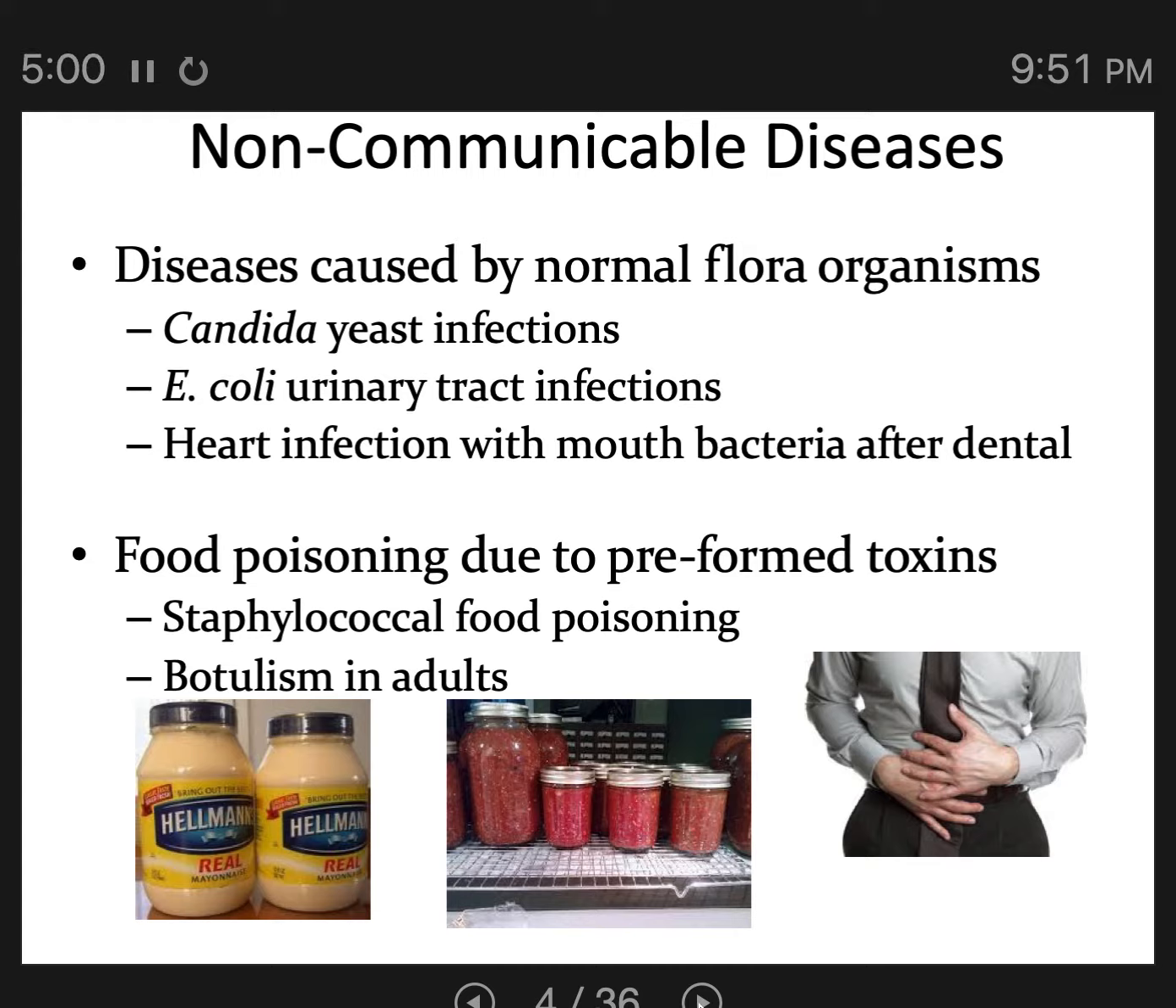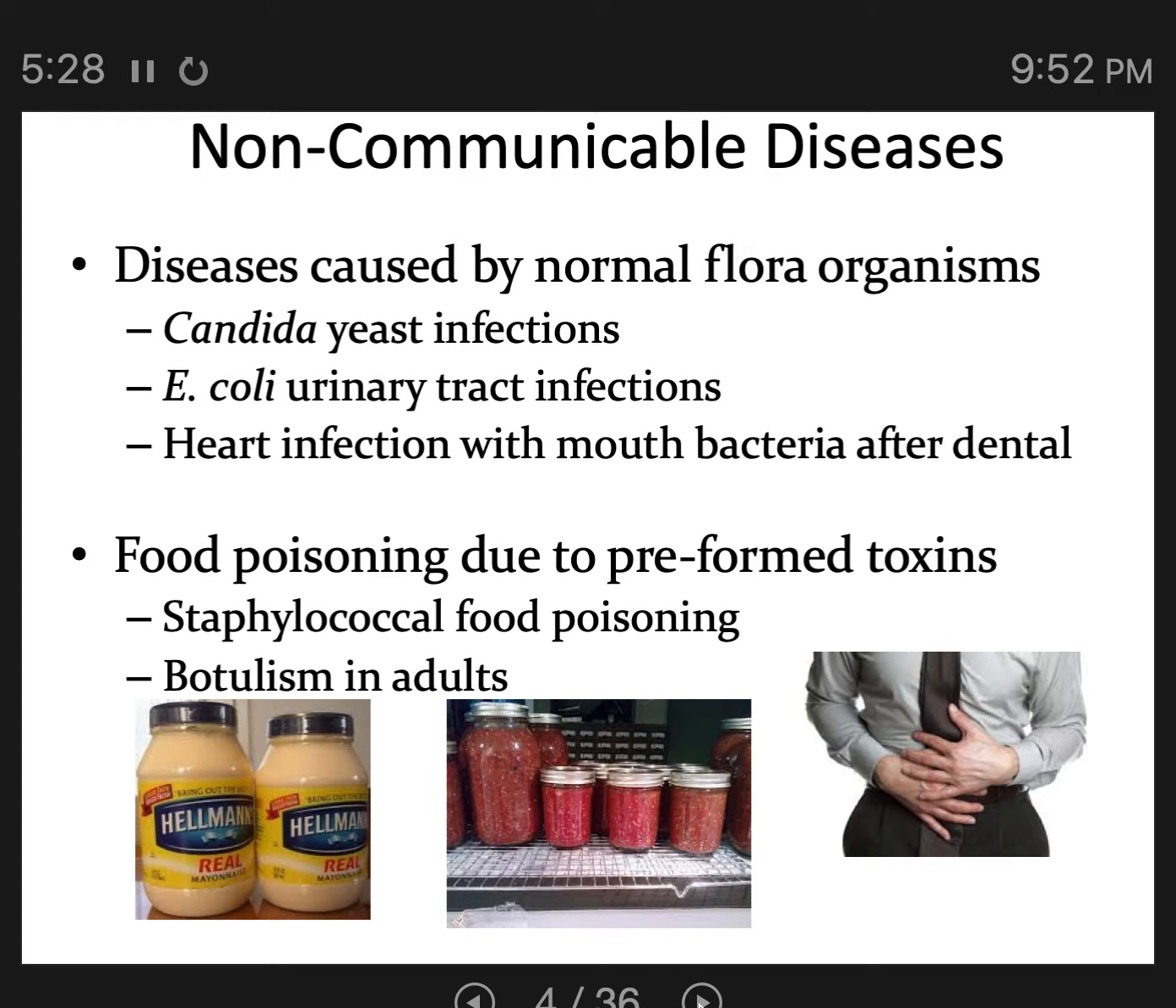The reason you would get a disease from a normal member of your microbiome is because maybe that member of the microbiome got into an area of the body it's not supposed to be. So one example would be E. coli for urinary tract infections. Everybody has E. coli in their gut. If your E. coli gets into your urinary tract, it can cause an infection. So you're not going to transmit that to another person because everybody has E. coli. So that's a non-communicable disease.